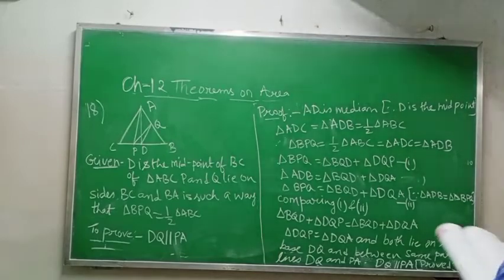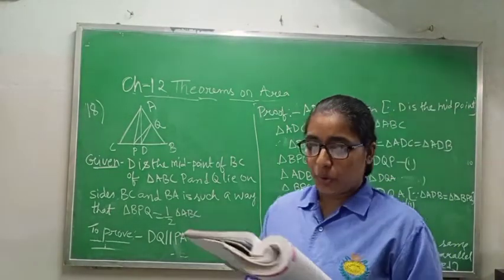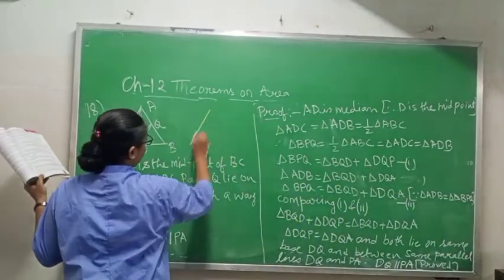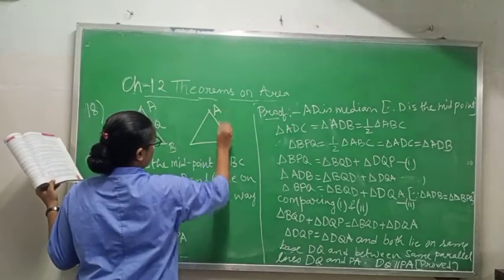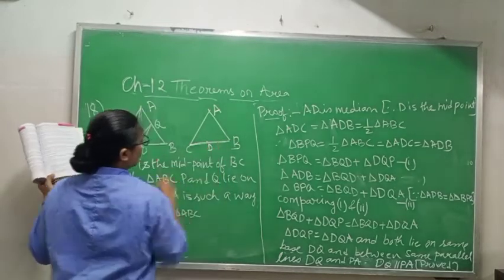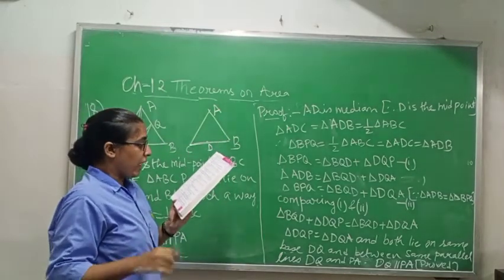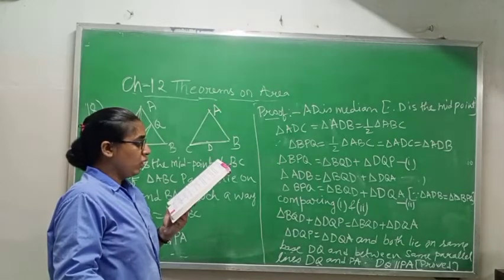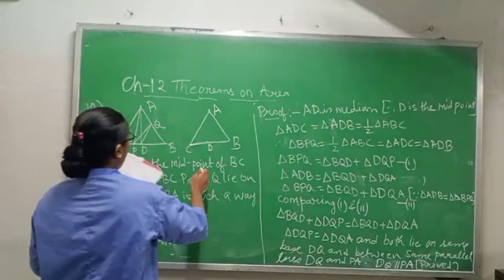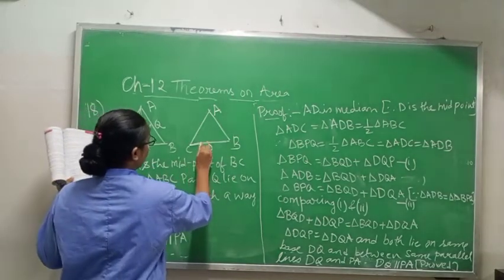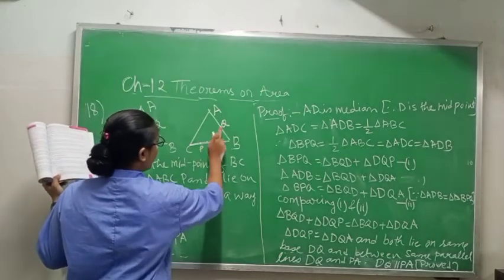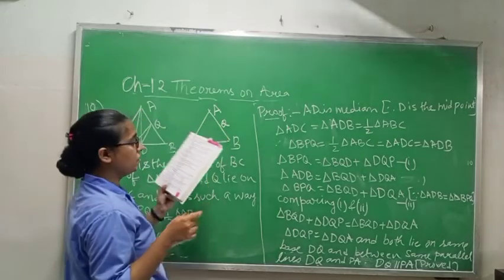Class 9, see question number 18. D is the midpoint of side BC of triangle ABC. So there is one triangle ABC in which D is the midpoint of side BC. After that, P and Q lie on sides BC and BA. P is lying on the side BC and Q is lying on the side AB or BA.